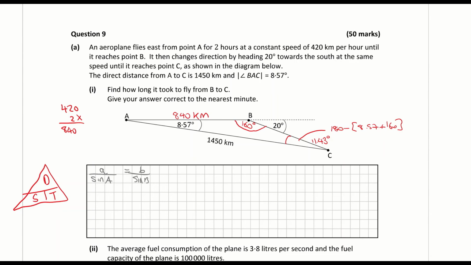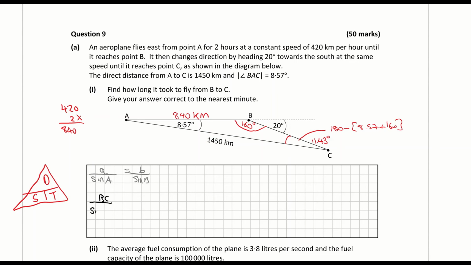The side I need is BC, which is along here. So I'm going to call that my A. So my BC is my length I'm trying to find, and that is over the sine of 8.57. So think about this. The angle is opposite the side. And the angle opposite BC is the angle A, which is 8.57.